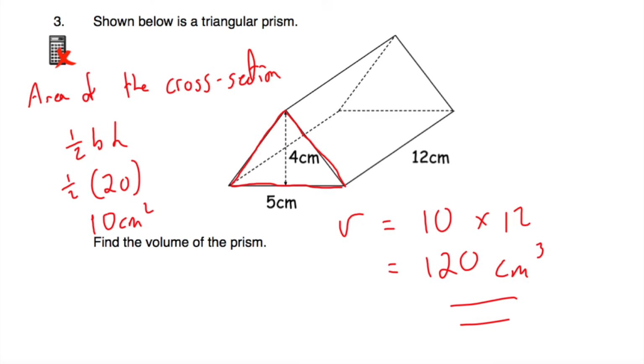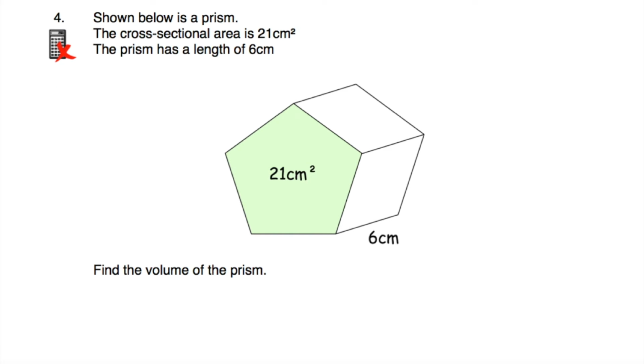Okay, let's look at our next question, question number 4. Question number 4 says, shown below is a prism. So we've got this pentagonal prism because we've got this pentagon at the front, and then it's a prism. The cross section here is shaded in green because if you chop it down anywhere vertically, you would get that identical, congruent pentagon.